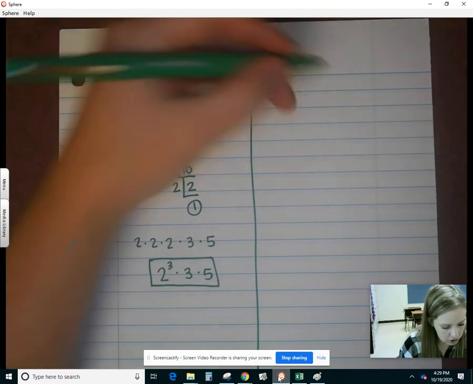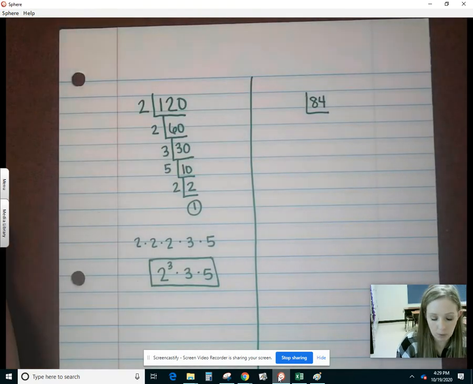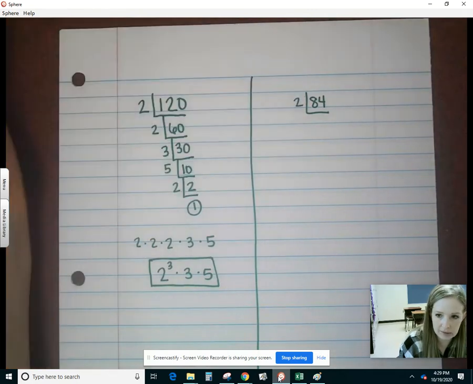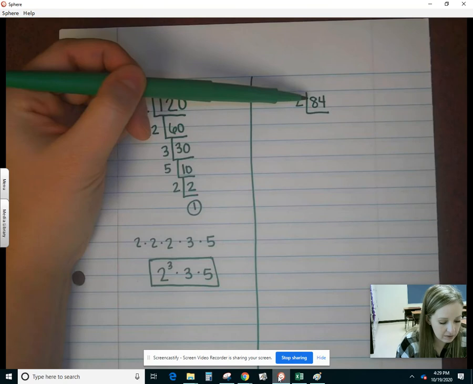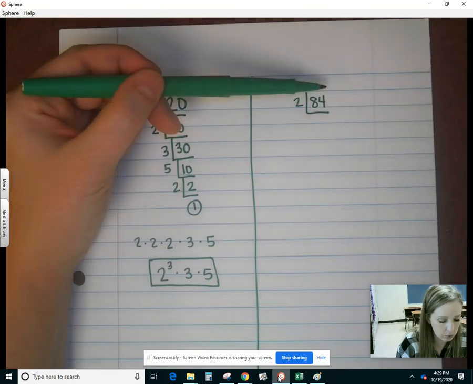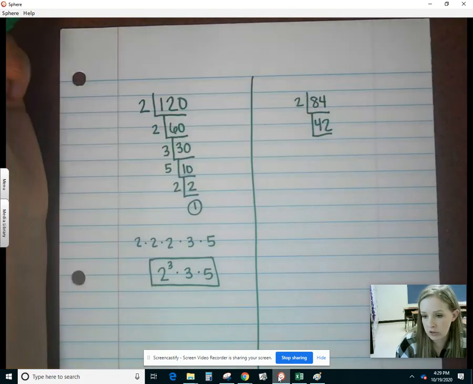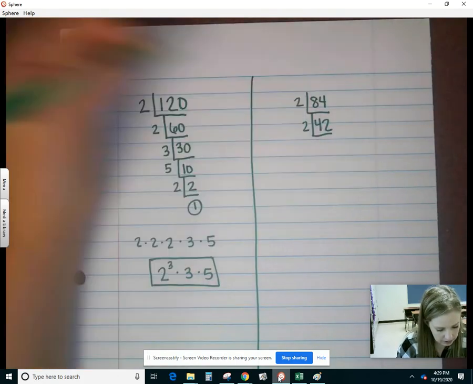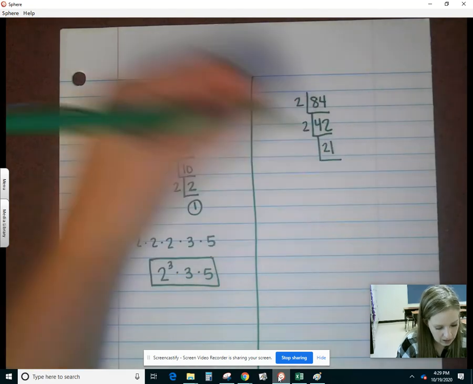Okay, another one I want to show you is the prime factorization of 84. So again, 84 is even, so I can start with 2. Half of 80 is 40, and half of 4 is 2. So half of 84 is 42. 42 is also even, so I'm going to divide by 2 again, which is going to give me 21.